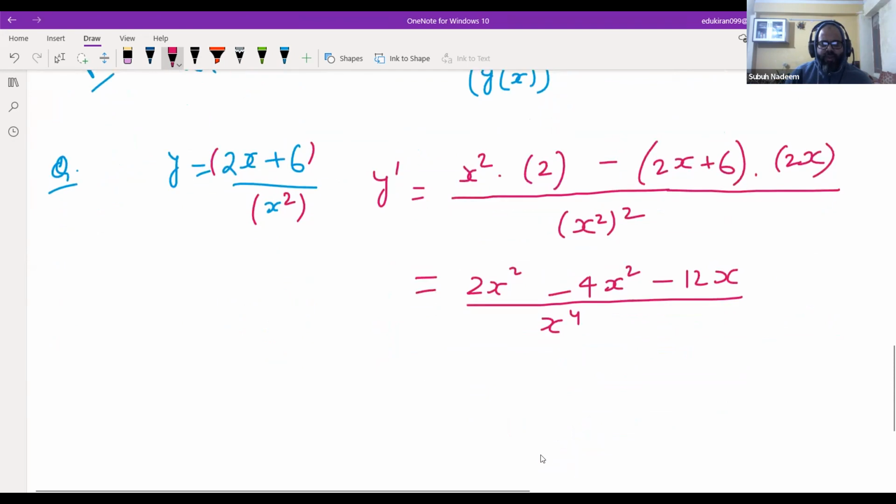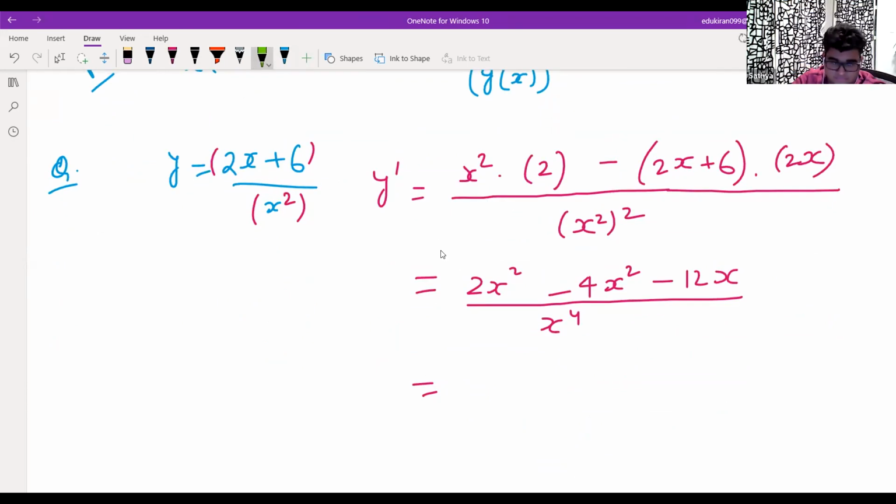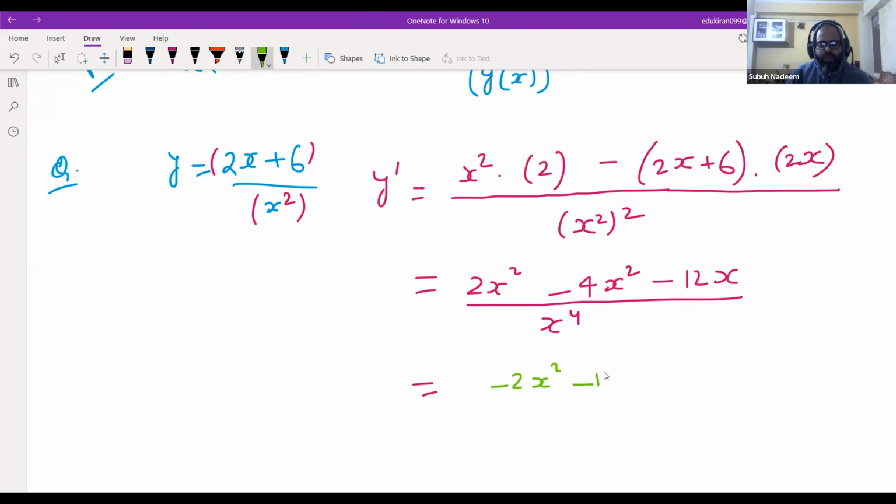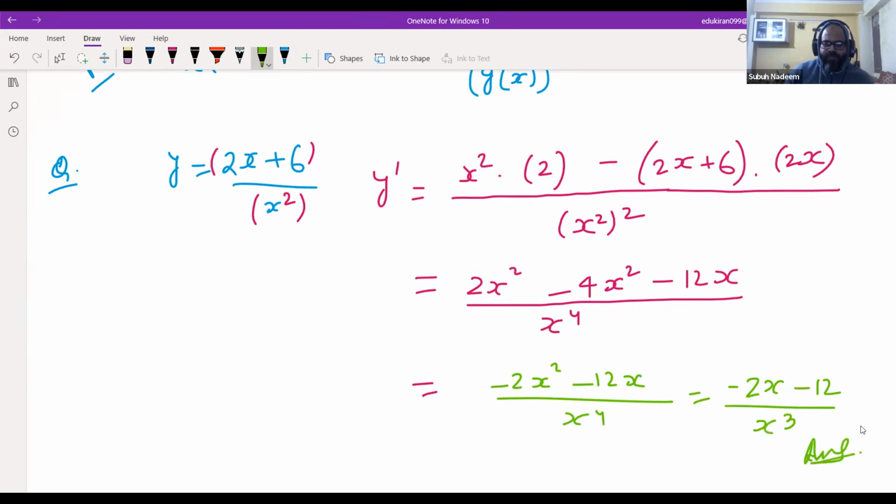Are you getting this? How we applied the formula? Yes, sir. So this will become minus 2x square minus 12x by x to the power 4. So this x will come out to be common. So minus 2x minus 12, and one x will get cancelled. It will become x cubed. So this will be your answer.